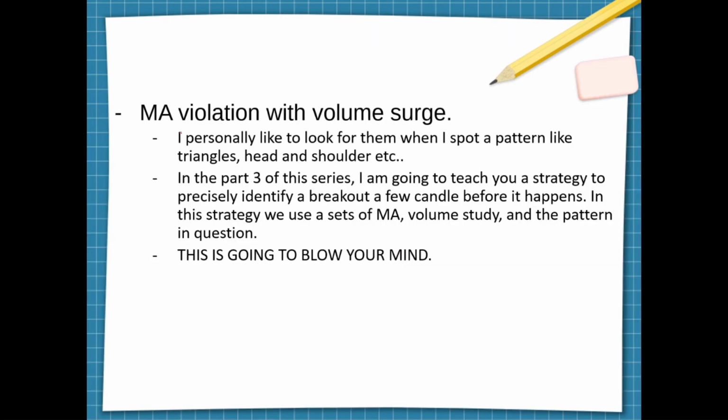Now you have another one. This is the moving average violation with volume surge. I personally like to look for them when I spot a pattern like a triangle. Very important, because triangles are made of 2 trend lines, right? And head and shoulders, same situation, they have trend lines in them.